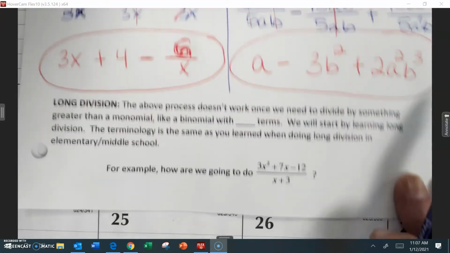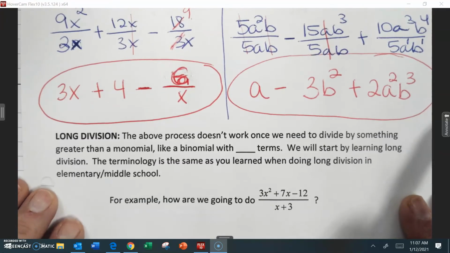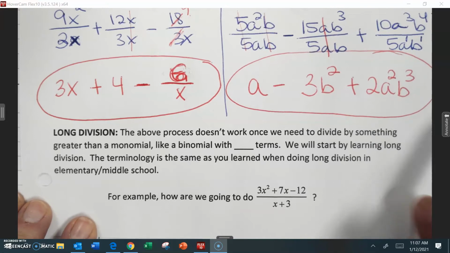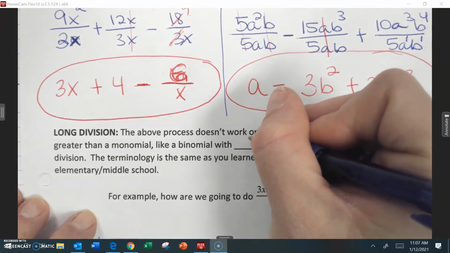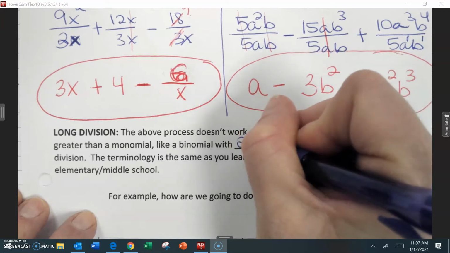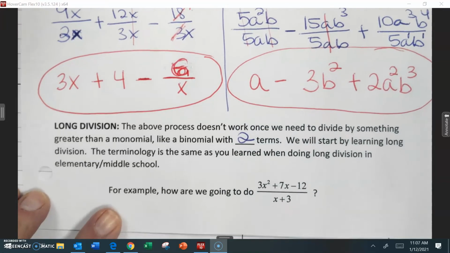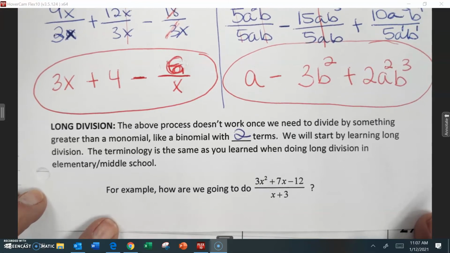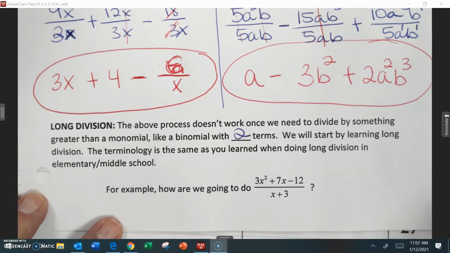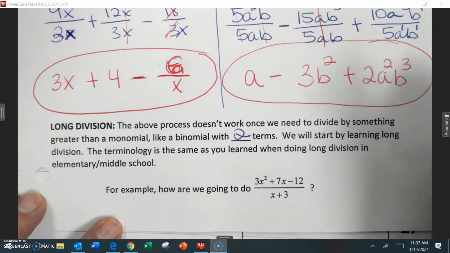Okay, all right. So now we get to what we need to tackle. It says the above process does not work if we have something bigger than a monomial. So like a binomial, how many terms does a binomial have? 2. We're going to do a lot of binomials, okay? We're going to start by learning long division, okay? It's the same terminology as in elementary school.